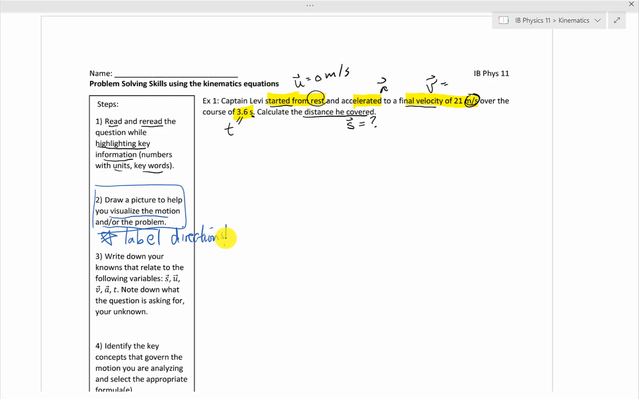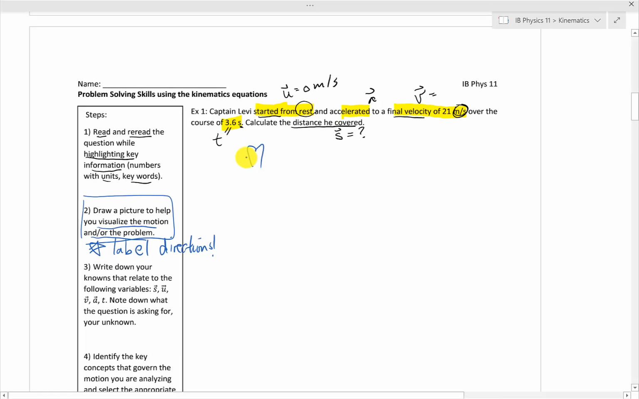So let's draw a picture first, and we have Captain Levi. Captain Levi started from rest and accelerated to a final velocity, and I'm going to draw that using arrows. He starts out with a small velocity, and then the velocity gets larger and larger as he accelerates to a final velocity of 21 meters per second. And I am going to label towards the right here as the positive direction. If the question doesn't say right, left, or whatnot, you don't need to worry.